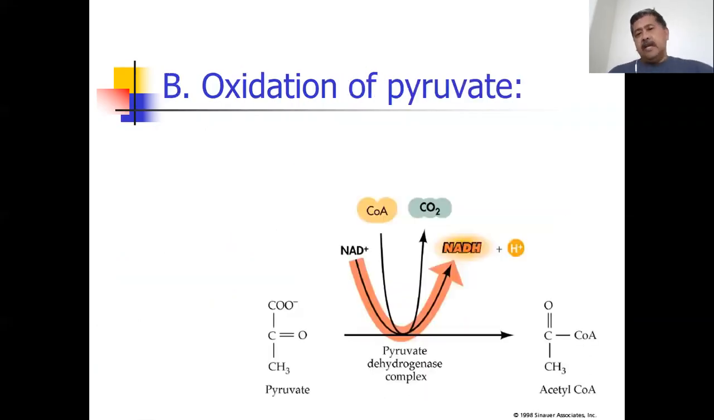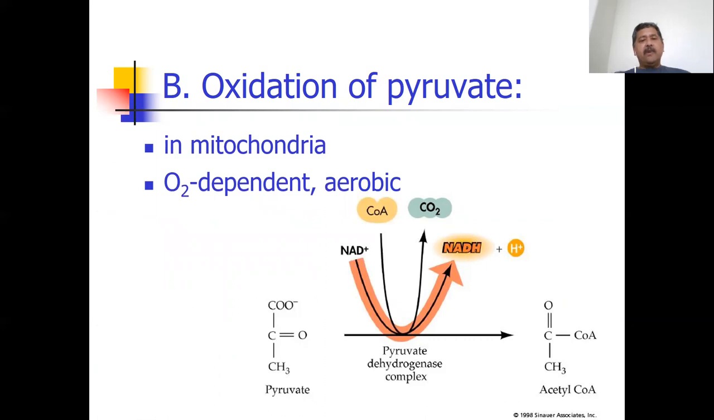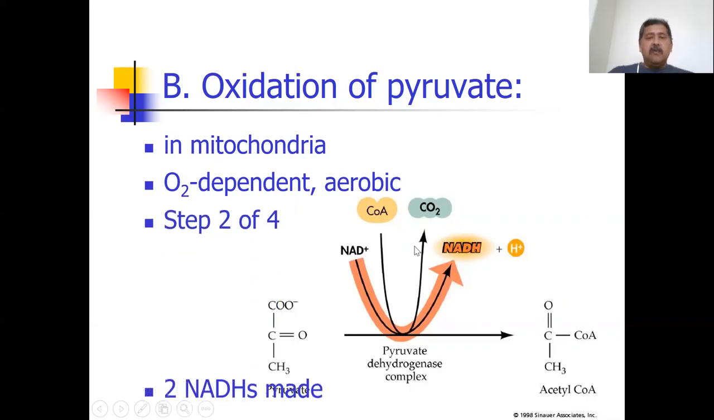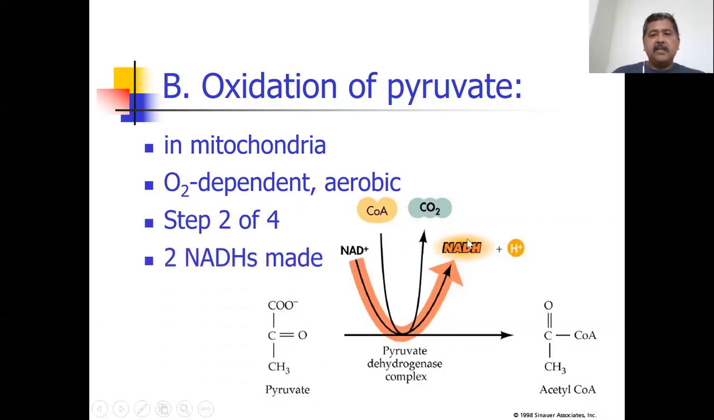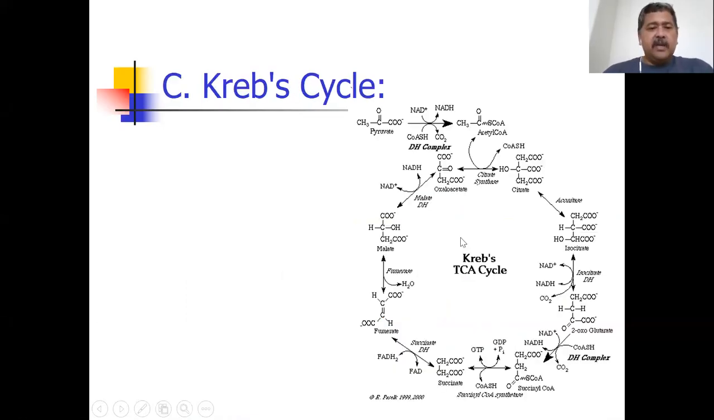The next step is called the oxidation of pyruvate. It's just a little step. It's just one chemical reaction. It happens in the mitochondria, and it requires oxygen. What you see here in this chemical reaction is pyruvate converted to acetyl coenzyme A. You're going to lose a carbon dioxide, but you also are going to make some NADH. Remember, these are high energy electron acceptors, and for each one that you get, you're going to get 3 ATPs off of that eventually.